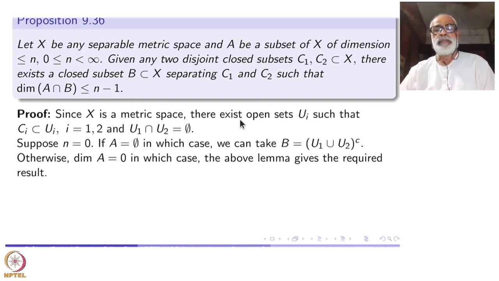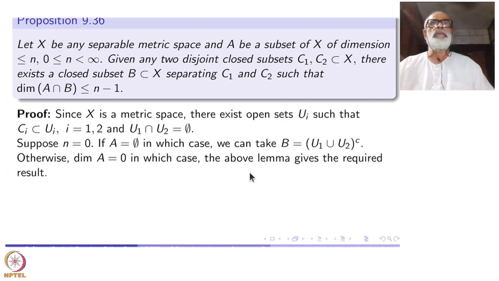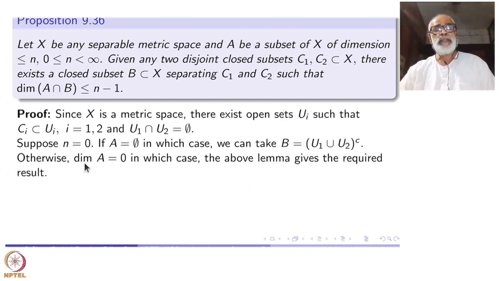Of course, X is a metric space. There exist open subsets U1, U2 such that Ci is inside Ui, i equal to 1 and 2, and the intersection of U1 and U2 is empty. This is normality, because C1 and C2 are disjoint closed subsets. Now, suppose n is 0; n is between 0 and infinity, right? So n is 0, there are two cases to be handled. If A is empty, in which case we can take B equal to the complement of U1 union U2, that is a closed subset, and X minus B is just the disjoint union of U1 and U2. Okay, that is what happens when n is 0.